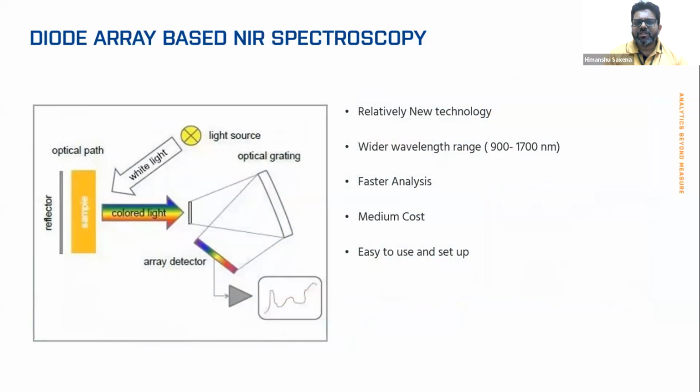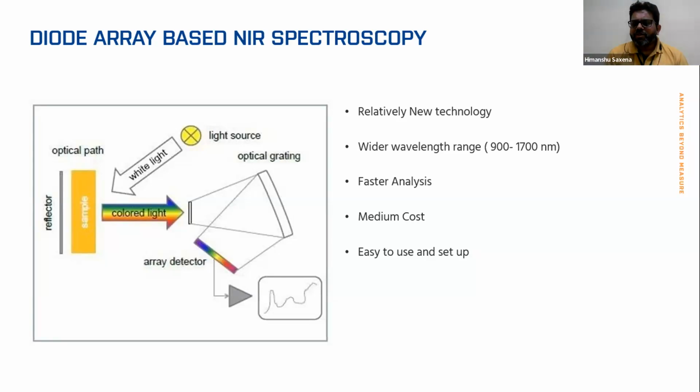Diode array technology is slightly different from monochromator, because here we use indium gallium arsenide detectors, and these detectors have the best performance in a narrow range. So here we are able to use around the 900 to 1700 nanometer range. That is why this is a technology which has been developed typically for proximate analysis.